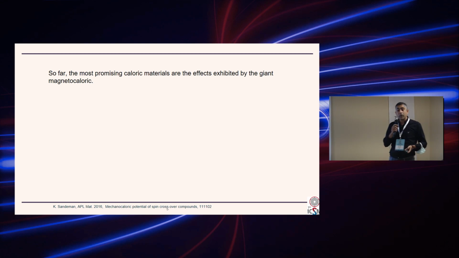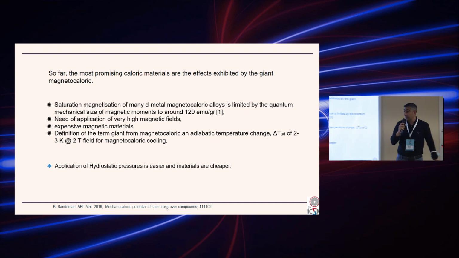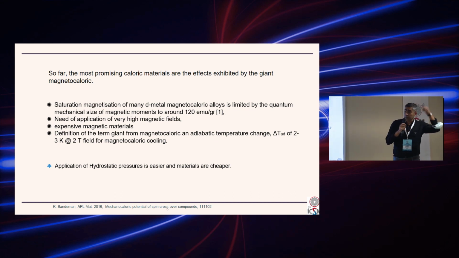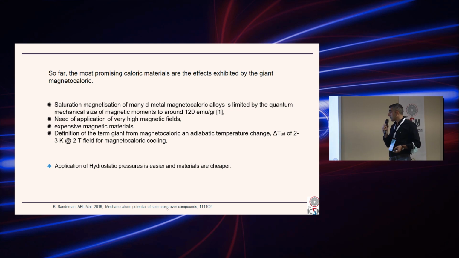So we know that the magnetocaloric effect is the superstar among all the caloric effects. However, it has some drawbacks, and I think the most important one is that there is a quantum mechanical limiting case for the magnetocaloric effect. By the Clausius-Clapeyron relation, you cannot go further with the magnetocaloric effect. About 120 per gram is the upper limit for the magnetocaloric effect. We cannot go beyond.